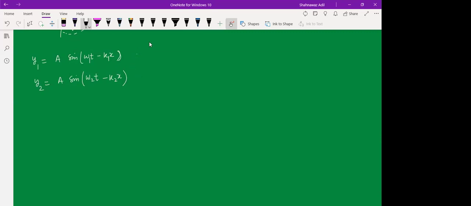How can we write the frequencies in terms of omega? How can we write the frequency in terms of omega? What is the frequency?